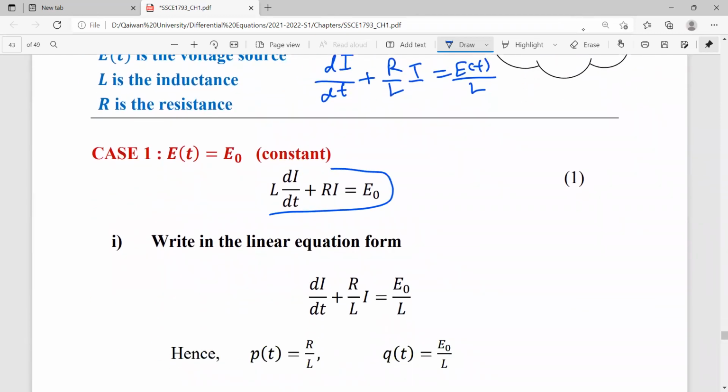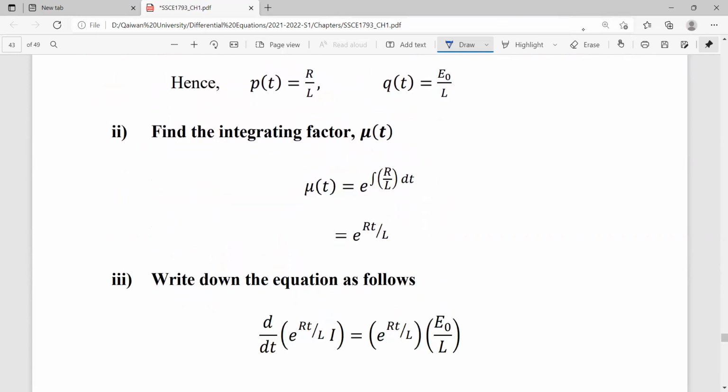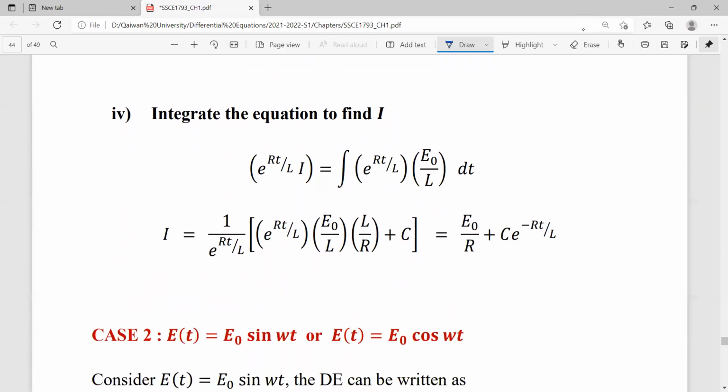Here we have given this differential equation. We have two cases for the right hand side. It's either a constant or not. If it's a constant, it's a linear differential equation. We just follow the steps of solving a linear differential equation. We are going to find mu, the integrating factor, and then mu times I equals the integration of the integrating factor times q of t dt. After finding this integration, we get the result.